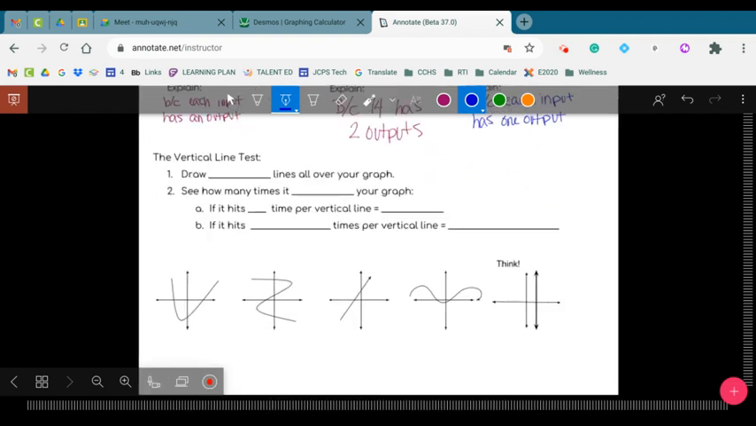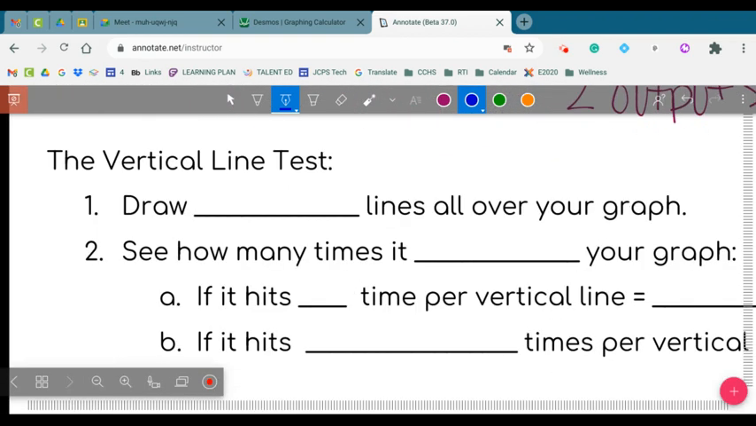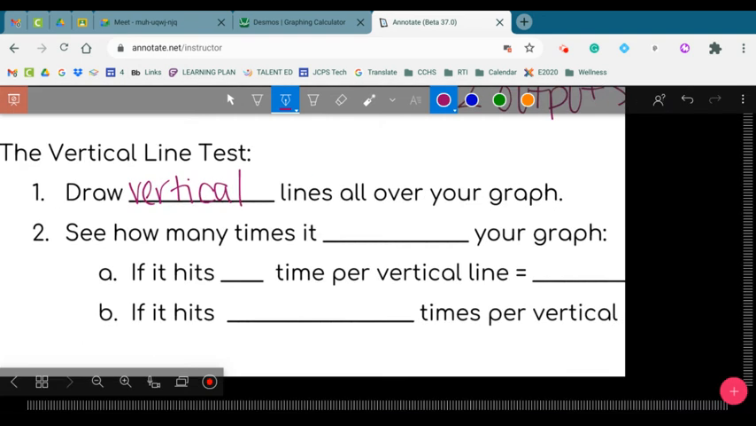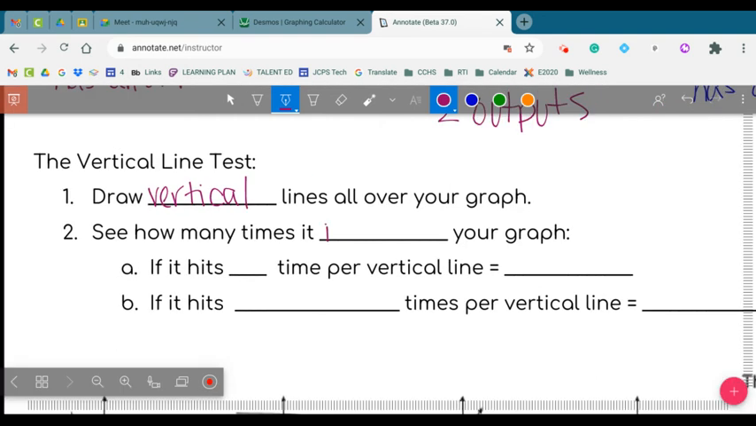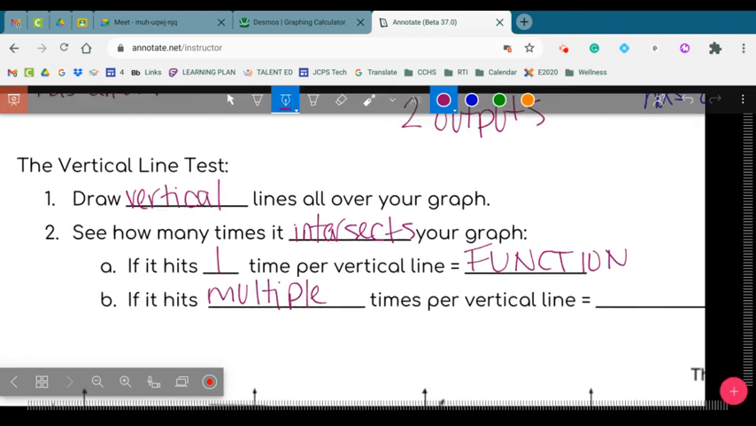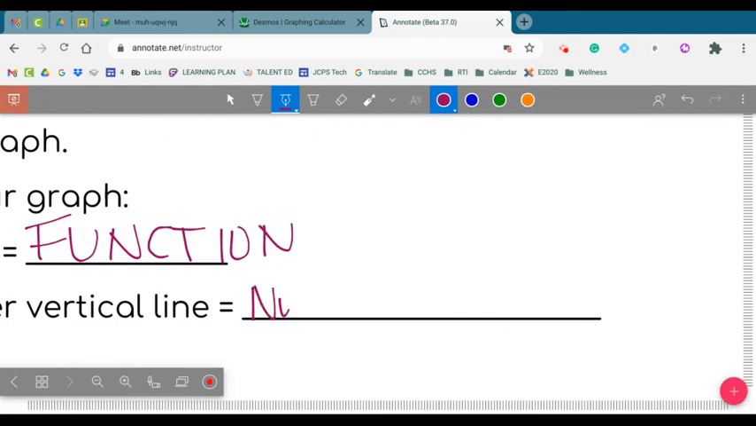Okay, next one is our vertical line test. This is another way to determine if it's a function. What you have to do is draw vertical lines all over your graph, and you have to see how many times it intersects your graph. If it hits one time per vertical line, it's a function. If it hits multiple times per vertical line, it is not a function.